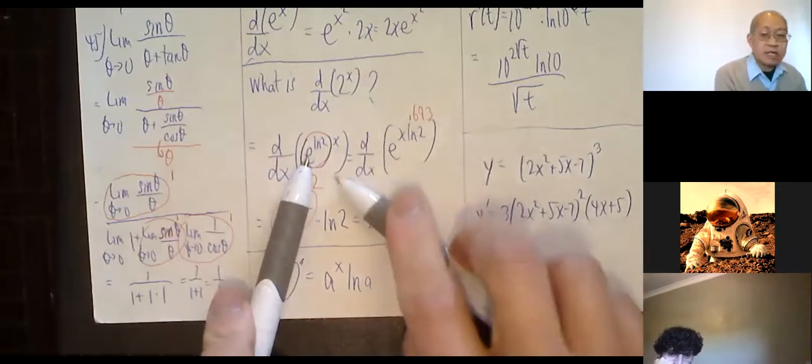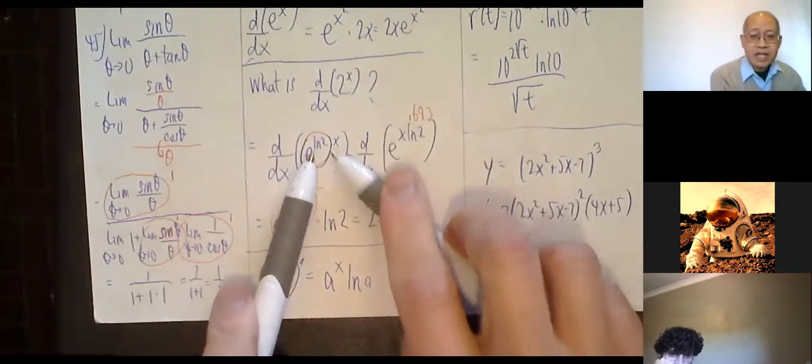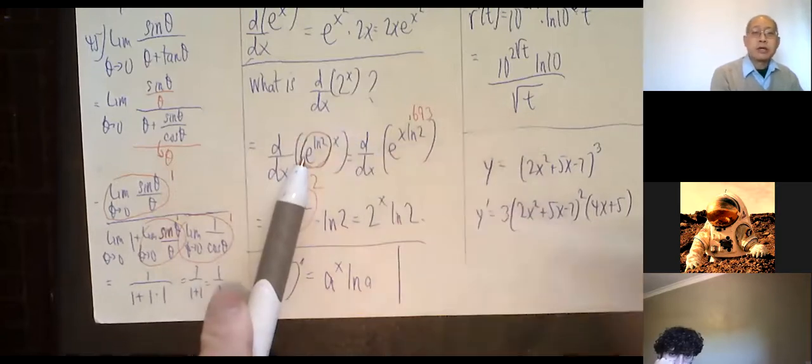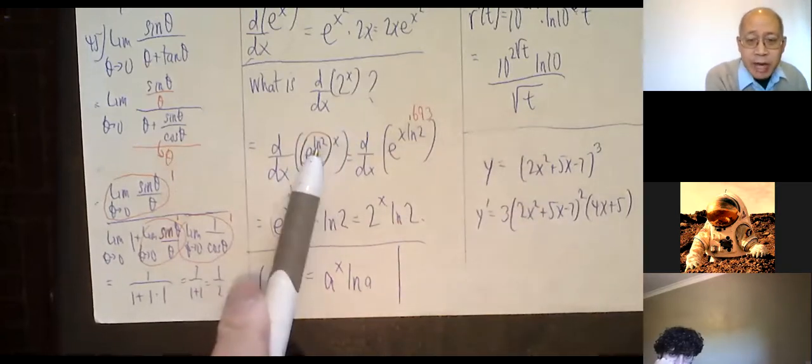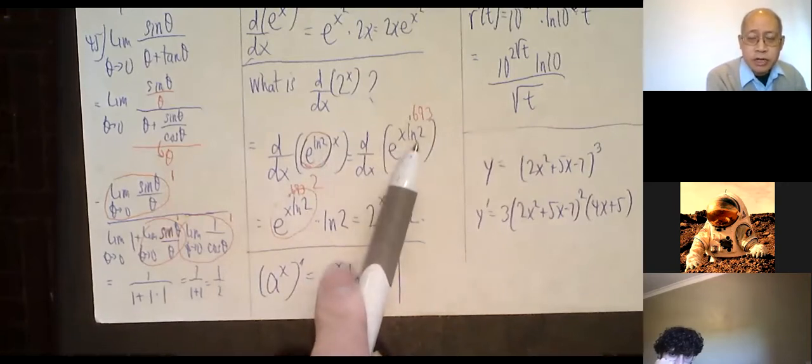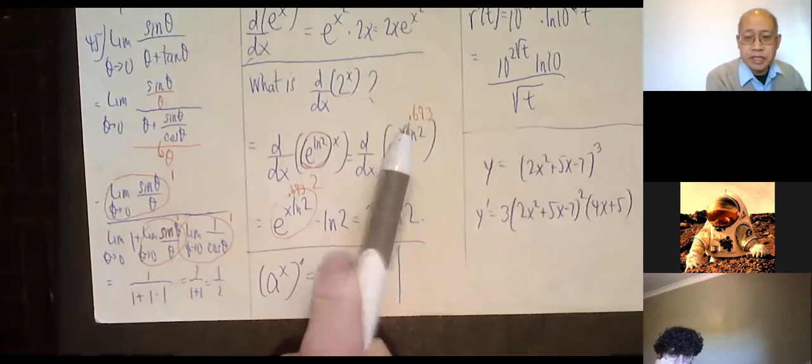See, I claim this is still 2, right? e to the ln 2 is still 2. So it's still the same as 2 to the x. And then we have a property that says if you have a power of a power, you can multiply the powers. So e to the x ln 2. ln 2, you can punch it in your calculator. It's like 0.693.